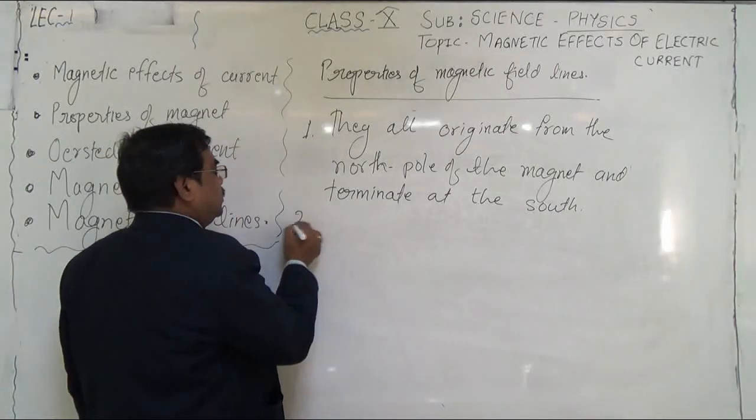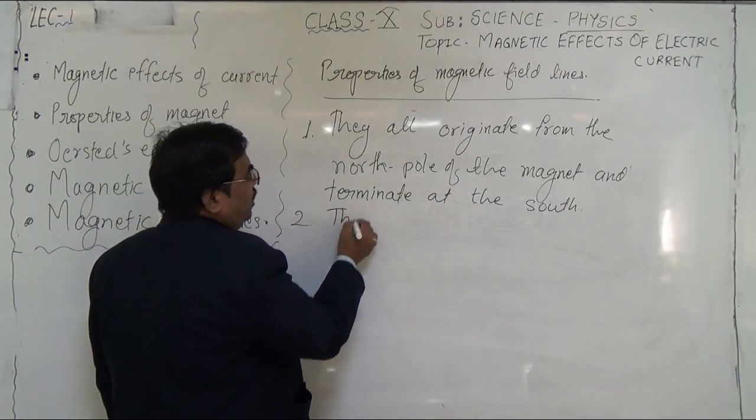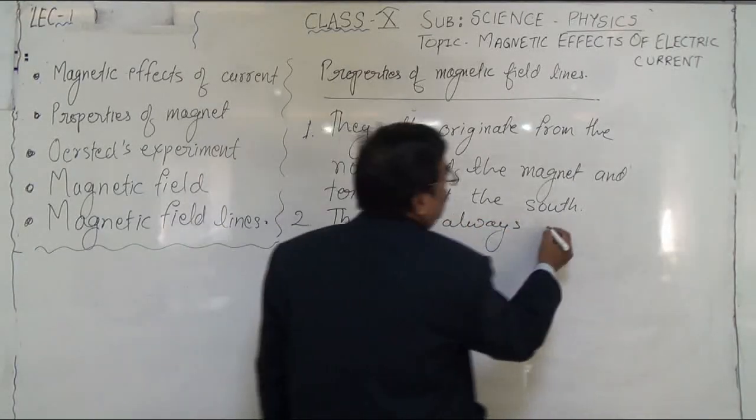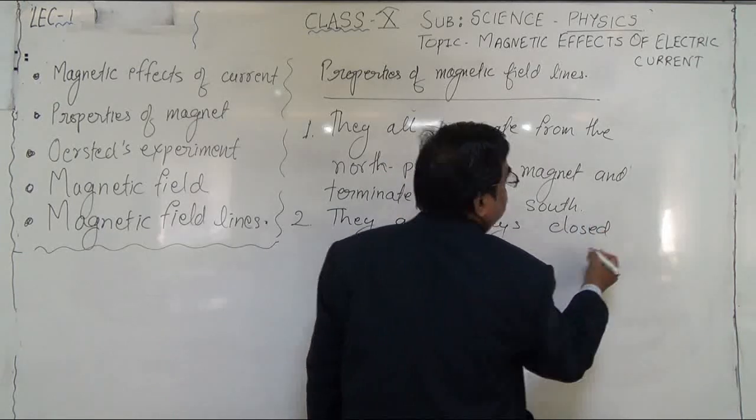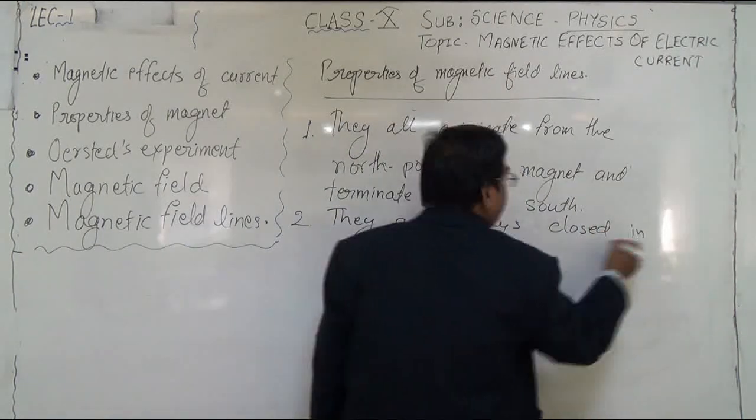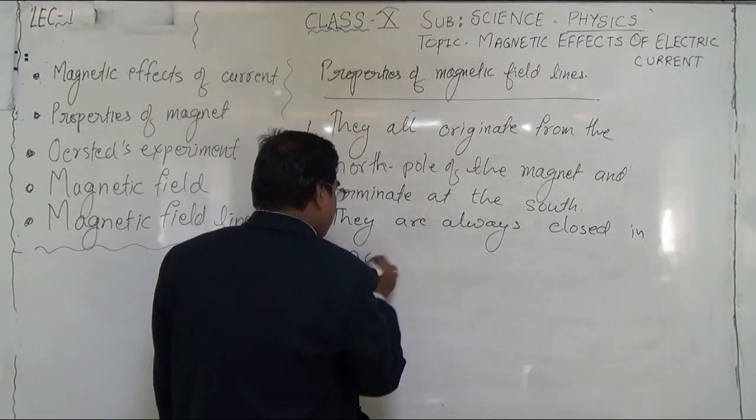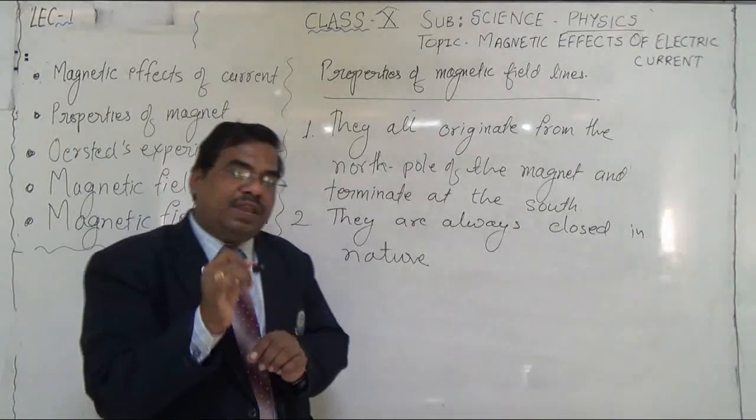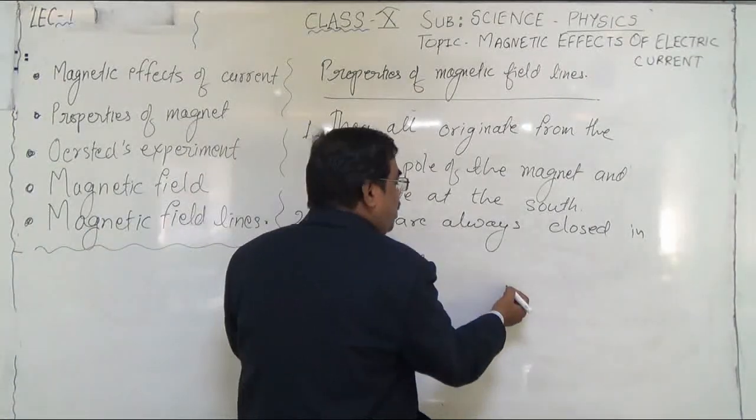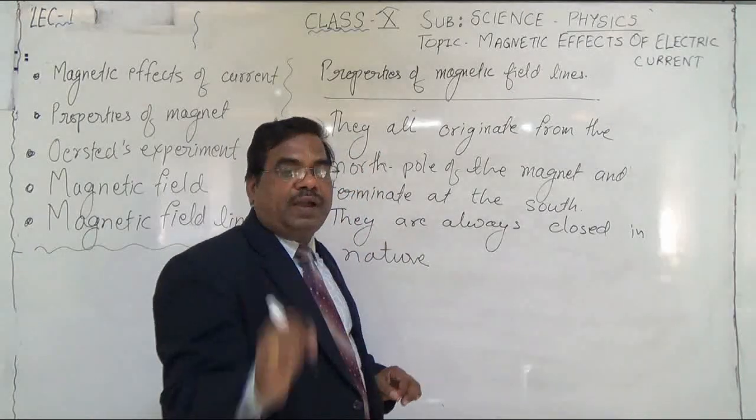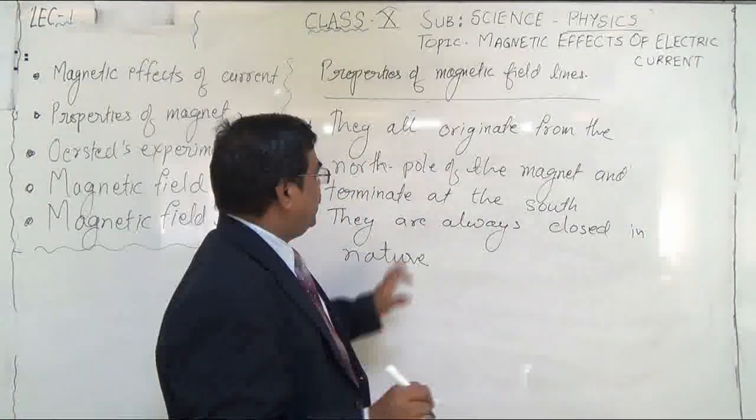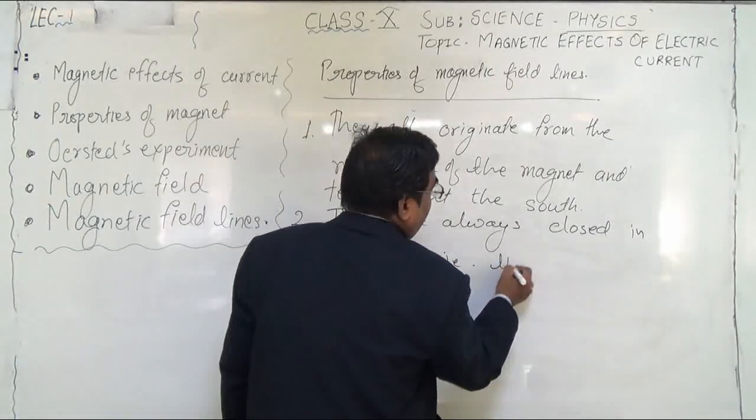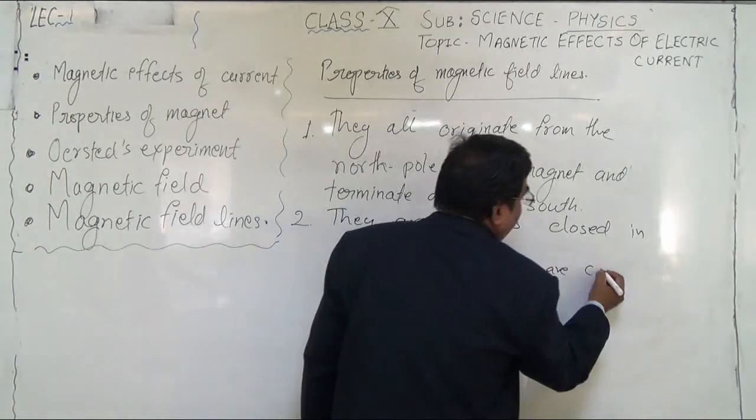Second point, they are always closed in nature. That means they will not break up anywhere. They will start from the north pole and end up at the south pole. So in a way they are always complete curves.